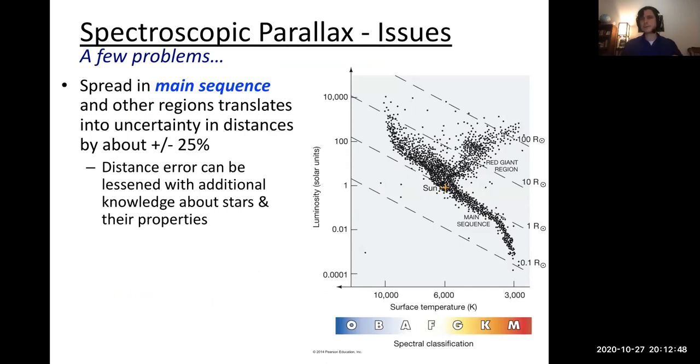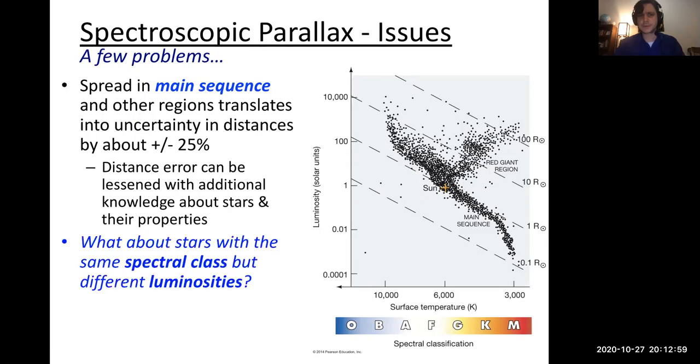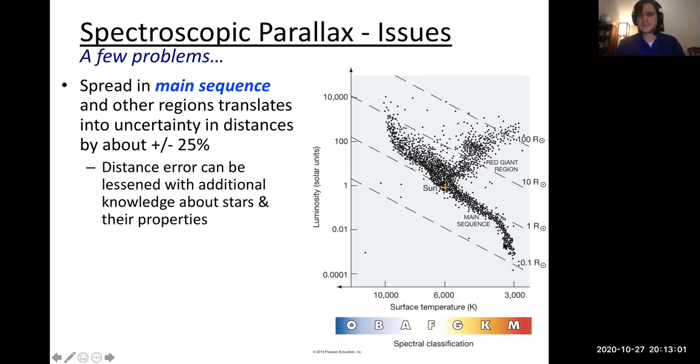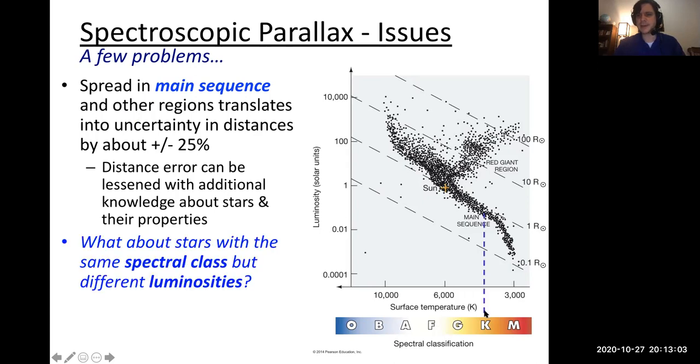So spectroscopic parallax here has a couple of issues, and they become pretty apparent pretty quickly. So here's a real HR diagram with the Hipparcos data. Let's go ahead and deal with this first part. Let's imagine we have a K0 star here. Notice that, should I read the luminosity off of the bottom or the top?